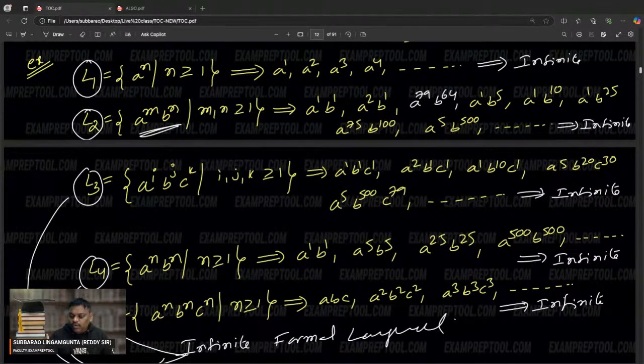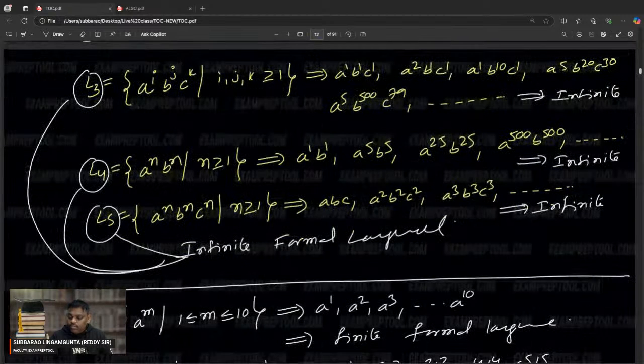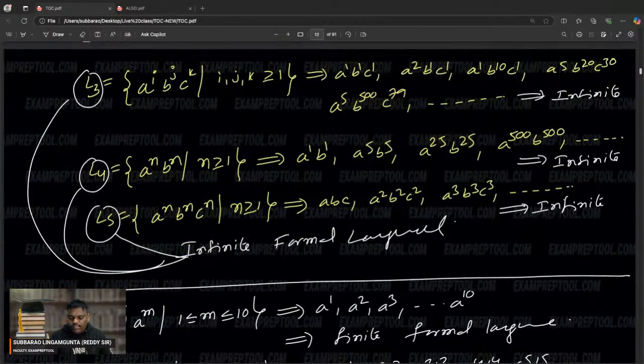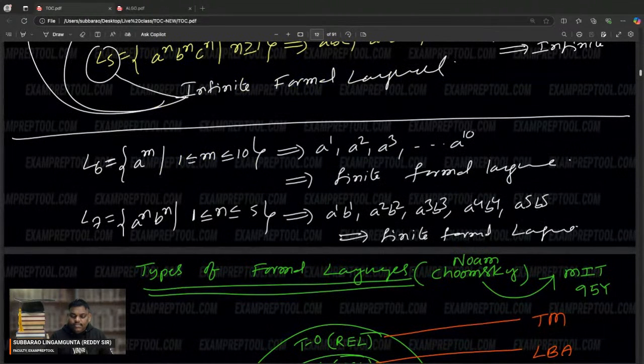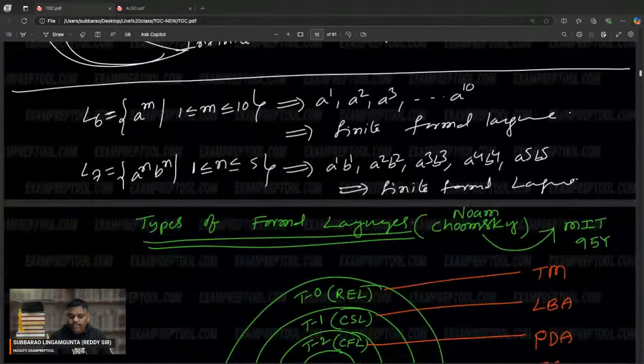If you see L1, these are the strings it will generate, but the interesting thing is there is no ending, so it is an infinite language, a formal language of infinite size. L2 is also a formal language of infinite size, and so on up to L5. L6 is also a formal language, but a finite one. L7 is also a formal language of finite size.